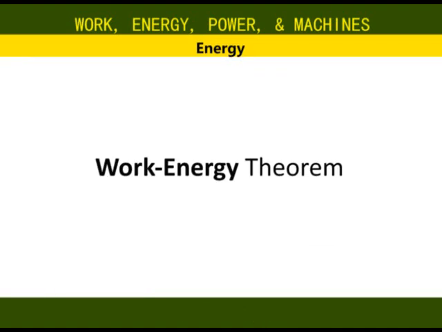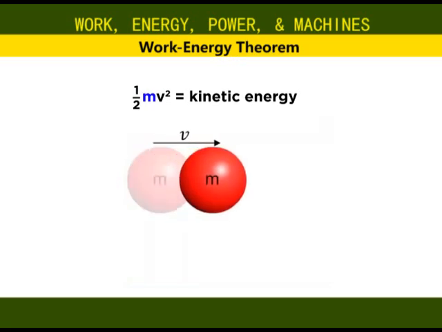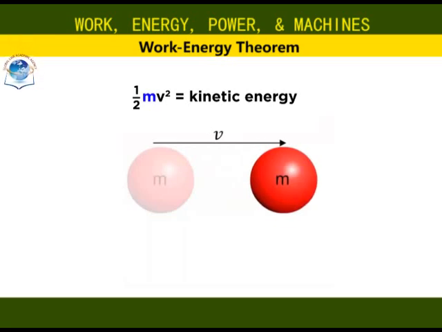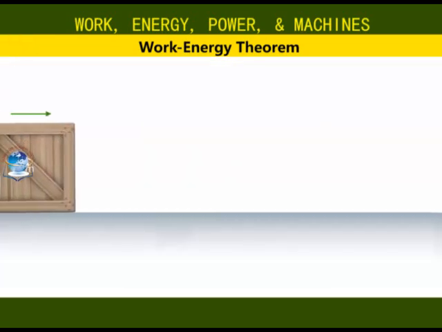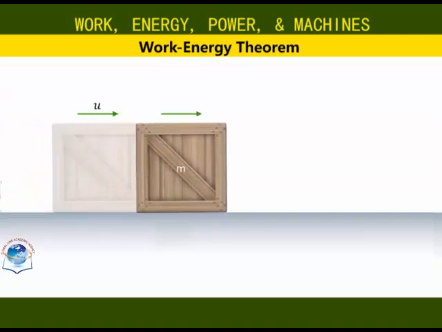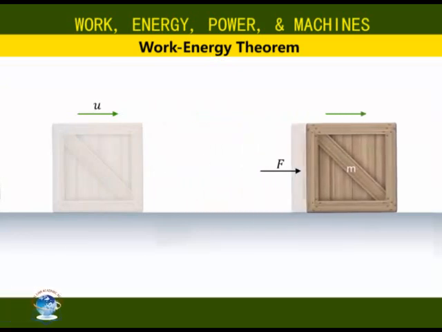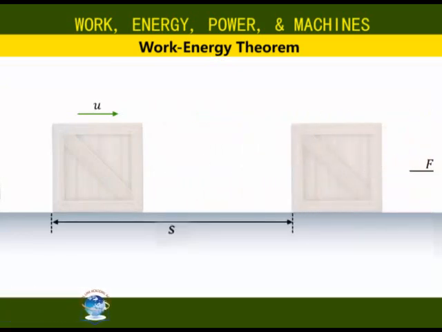Now we move to the work energy theorem. We know that the kinetic energy of a body of mass m moving with a velocity v is equal to a half mv squared. Consider a body of mass m moving with an initial velocity u and let a constant net force F act on it. At the end of displacement s, its velocity becomes v.